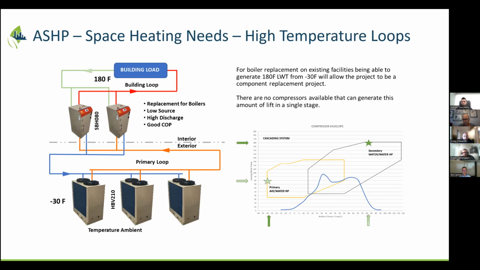But I guess the important thing to highlight here is that if people think that using air source heat pumps as part of the solution to get to 180 degrees is not doable, that's not the case. We know that the technology can be a little expensive, but it is there. I just want to make it known that the technology is available. You have to do it in a cascading way, a couple of stages, where you have a primary loop that brings it up to a certain temperature, then you need the other set of heat pumps to boost it up a little bit higher, right?